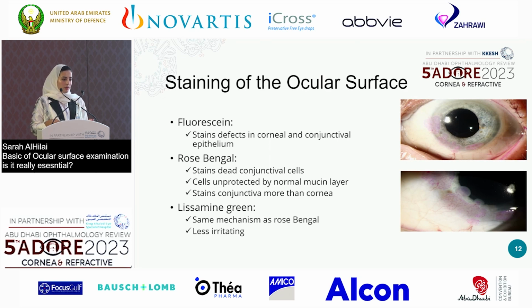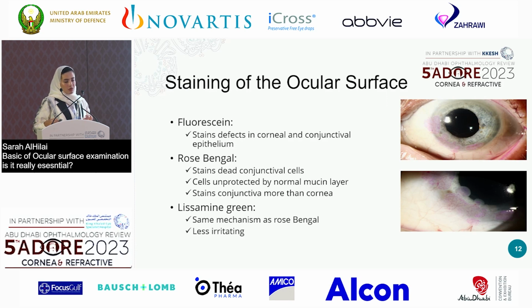So again, as we know, the three most common types of stains that we use are fluorescein, rose bengal, and lissamine green. Fluorescein comes in two forms, the drop solution and the filter strip, and it is mainly used to stain defects in the corneal and conjunctival epithelium. Rose bengal, however, stains dead and degenerated conjunctival cells and cells that are unprotected by the normal mucin layer, so it is useful in assessing dry eye disease.